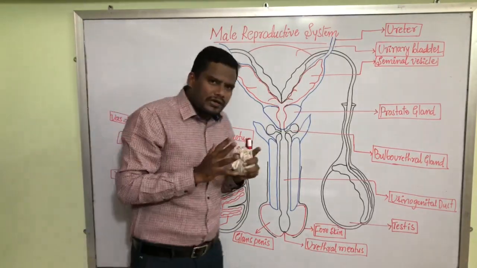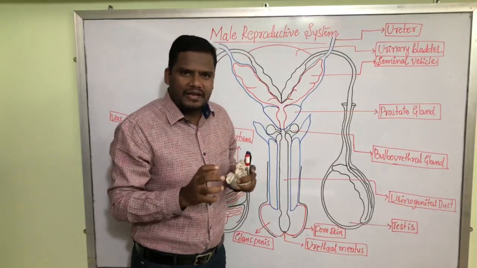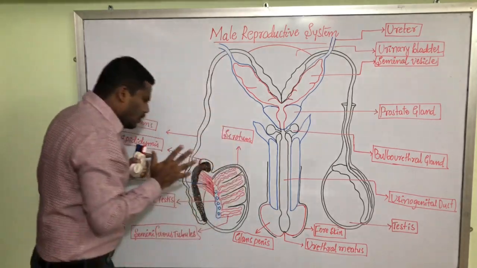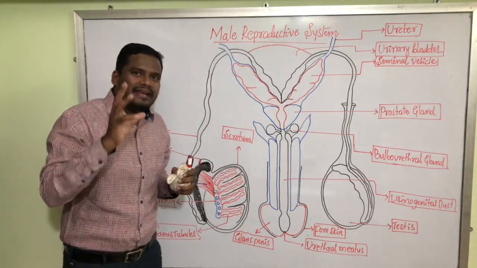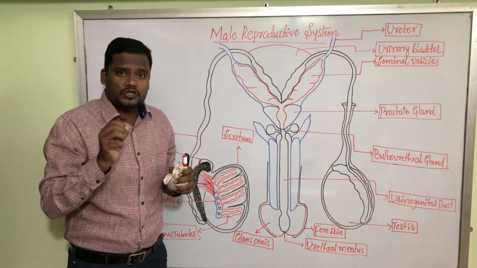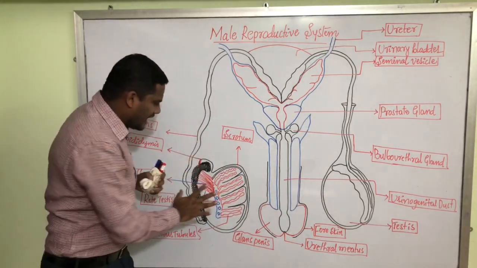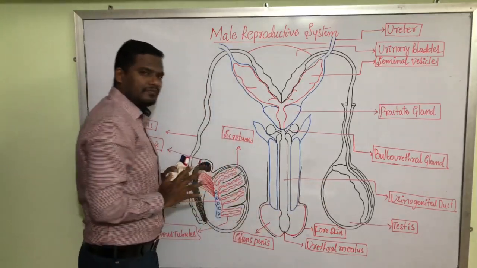The male reproductive system is very complicated as compared to the female reproductive system. As we know, the male reproductive system comprises a pair of primary sex organs. They are called testes.